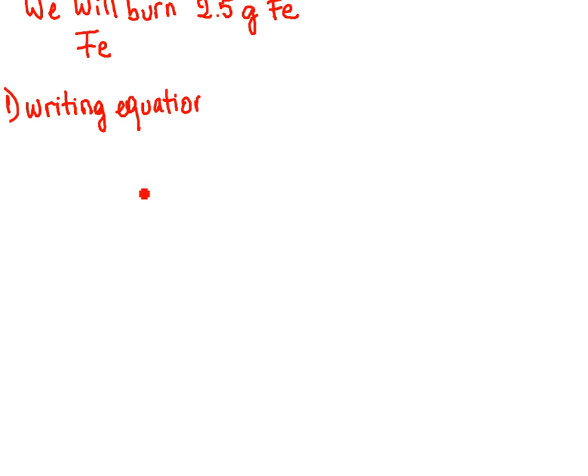So, which is the equation of burning iron? Iron plus oxygen. The oxygen is a gas, so we put O2. And what are we going to obtain? Guys? Iron oxide. No. We have to put what we obtain, and we are going to obtain iron oxide.